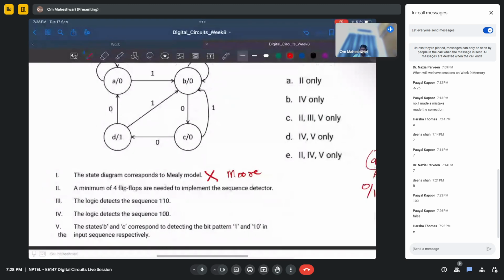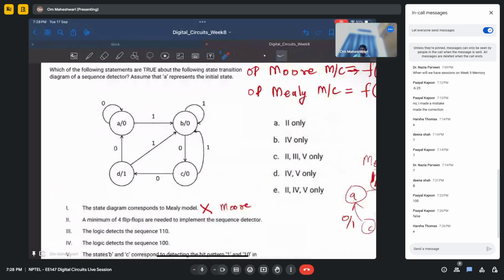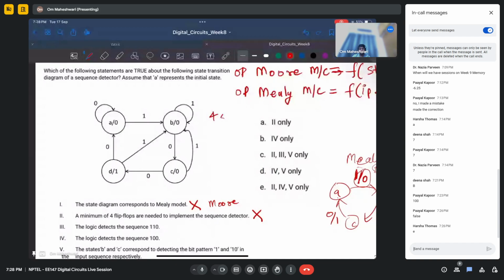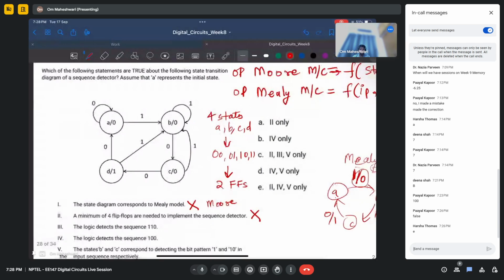Second, minimum 4 flip-flops are required to implement the sequence detector. So this is also incorrect. We do not need 4 flip-flops because how many states we have? We have 4 states only, which is A, B, C, and D. And we can represent it only using 2 bits: 0 0, 0 1, 1 0, 1 1. We essentially need only 2 flip-flops. So 4 states can be represented by 2 flip-flops.